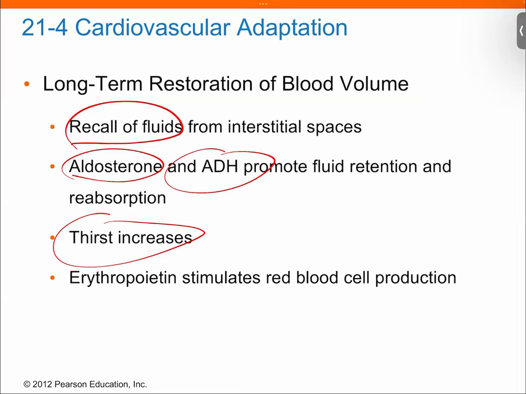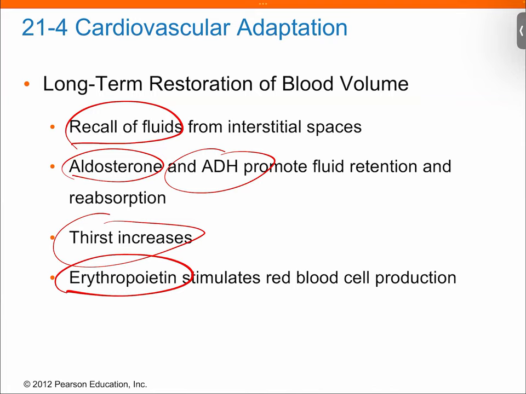Or if you're in the emergency room, they're just going to load you up with fluids. They're going to flood you with fluids to try to get those fluids back in there and get that blood pressure back up. And then, of course, you're going to have a massive upregulation in erythropoiesis, right? So that's your red blood cell, white blood cell production.